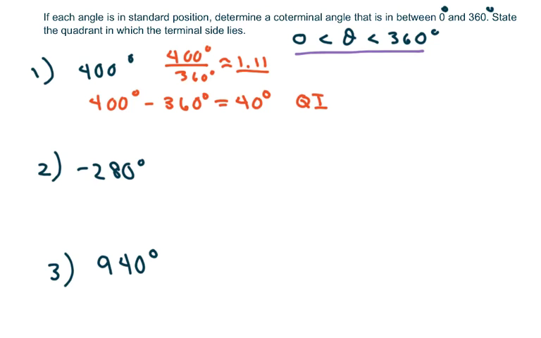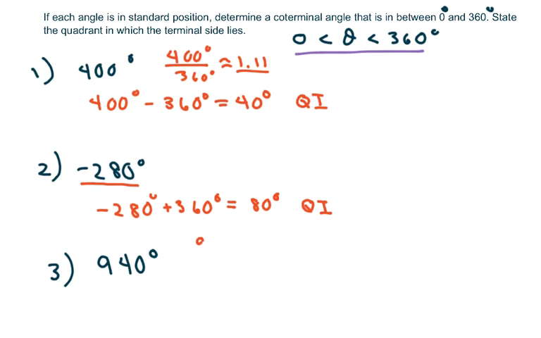Now in this case, it's negative, so I'm going to add 360, and I'm only going to add it once. You can tell by looking, we're just going to add the 360 degrees. And that's going to give you 80 degrees. And that is also in quadrant 1.